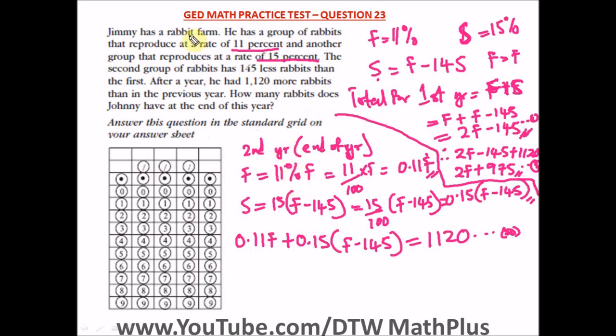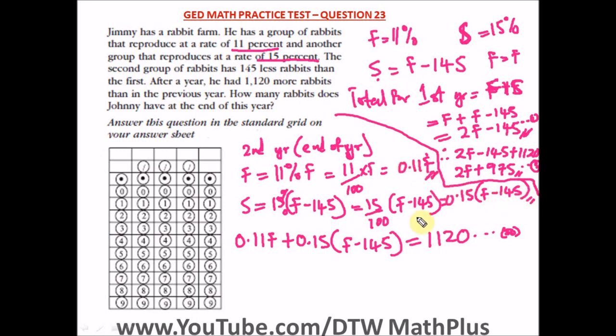11% is the production rate of the first group of the first year. If the first year he has already produced something, we can't start from the beginning. The second year has to start from what was left from the first year. That's why we did 11% of F, what was in the first year of the first group. And 15%, there's supposed to be a percent here, 15% of what was left in the first year. That's why we have these two answers here.